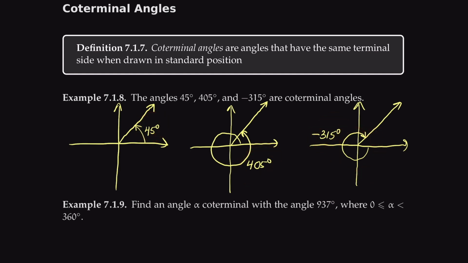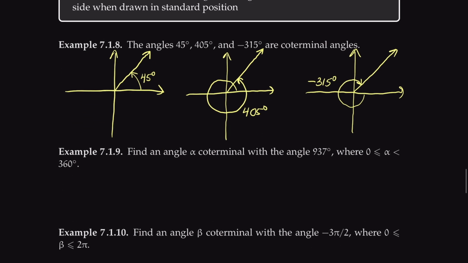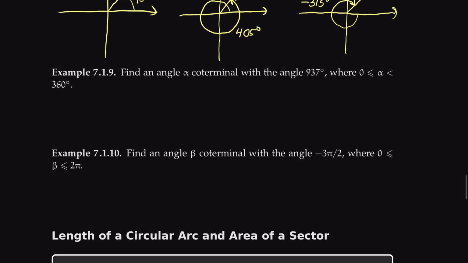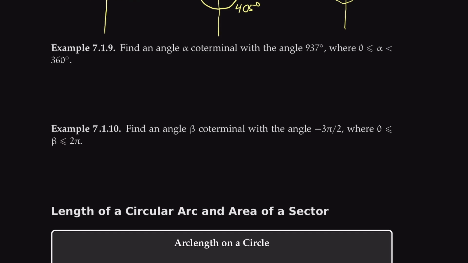Okay, so one of the things that's going to be important for us to do later on in this course is we're going to need to be able to take an angle and find the coterminal angle that's in a specific domain. So for example, if we want to find an angle between 0 and 360 degrees that's coterminal to the angle that we have. So here's an example of that. It says find an angle, alpha, coterminal with the angle 937 degrees, where 0 is less than or equal to alpha is less than 360 degrees.